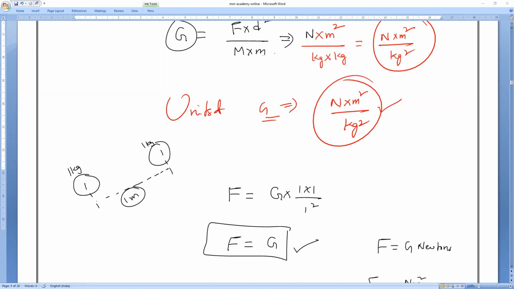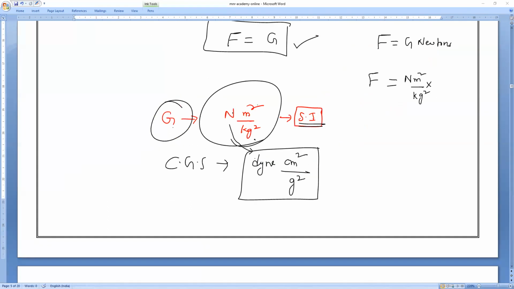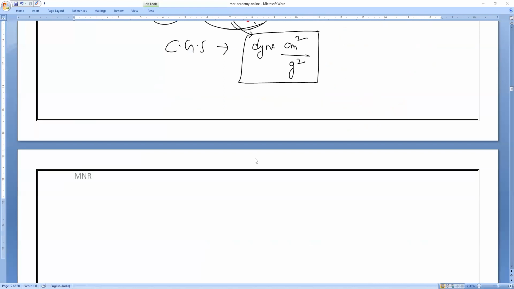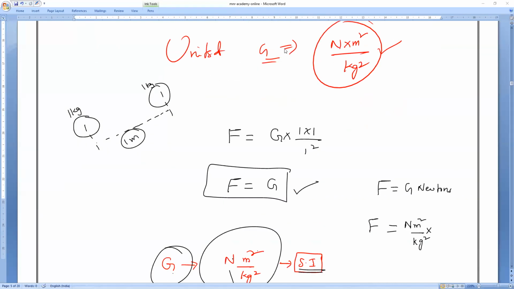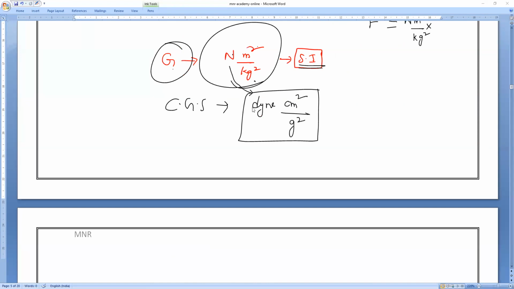This is the formula for gravitation, sir. Force of attraction between any two bodies. Clear, everybody? Now, this G value could not be found by Newton. It was found about 100 years after this formula: F is equal to G into capital M into small m divided by d square.